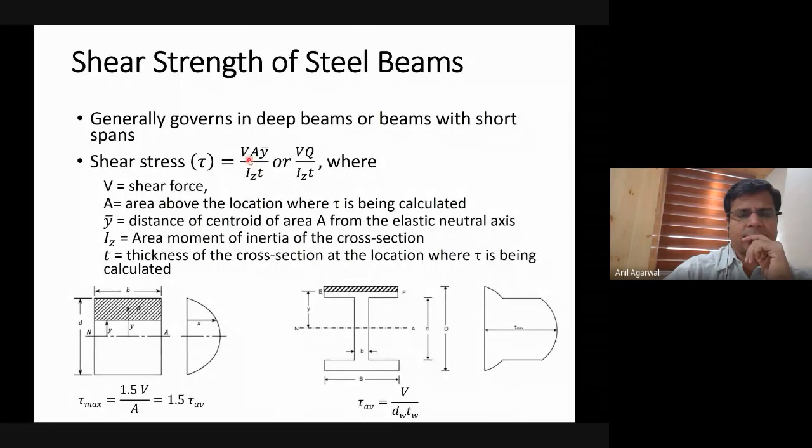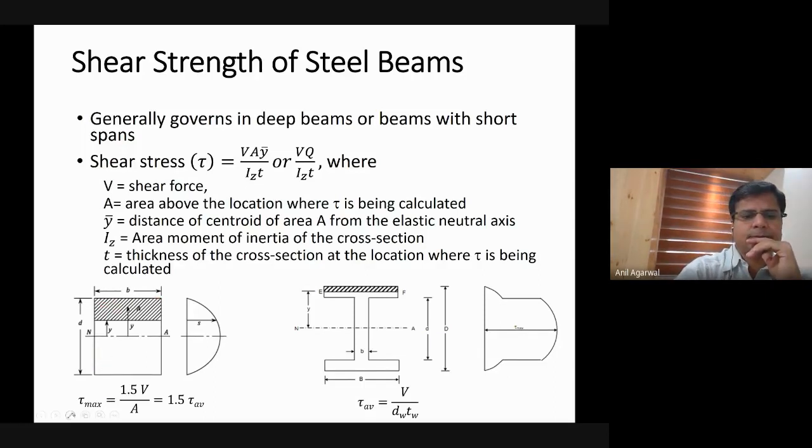You are right, in the way that you have just explained this expression given above. In this expression, shear stress is proportional to A multiplied by y bar, where y bar is the distance of the centroid of the hashed area A. If I want to calculate shear stress at this level, I will take the area on the outside of that line, and multiply that area by the distance of its centroid from the neutral axis. So this is the expression.